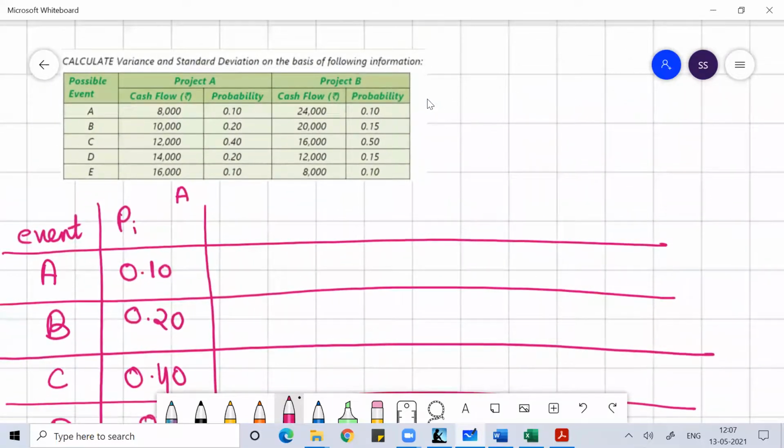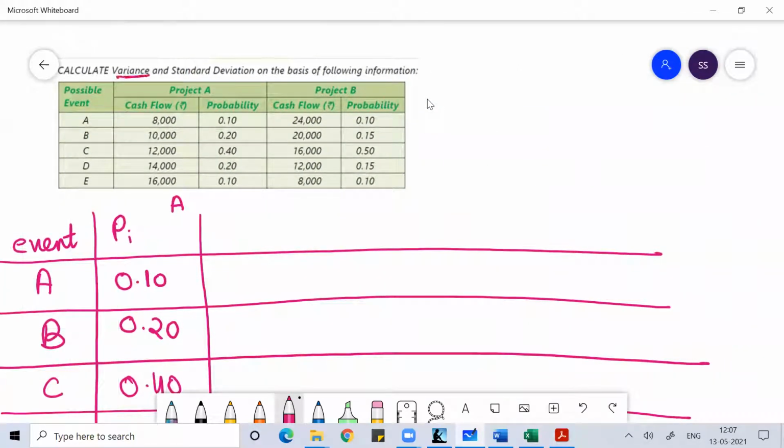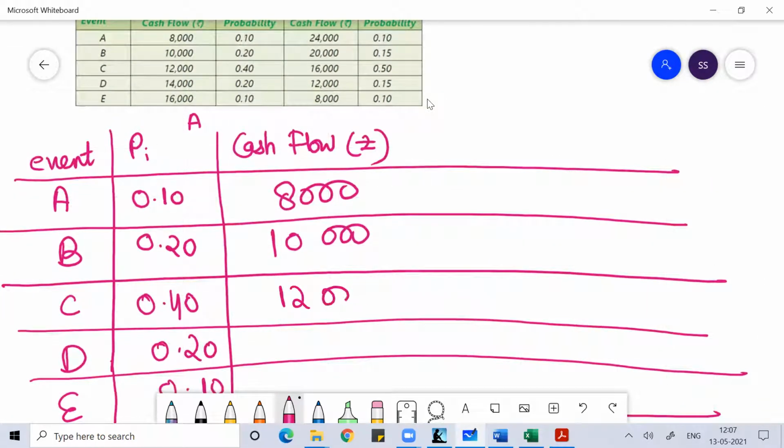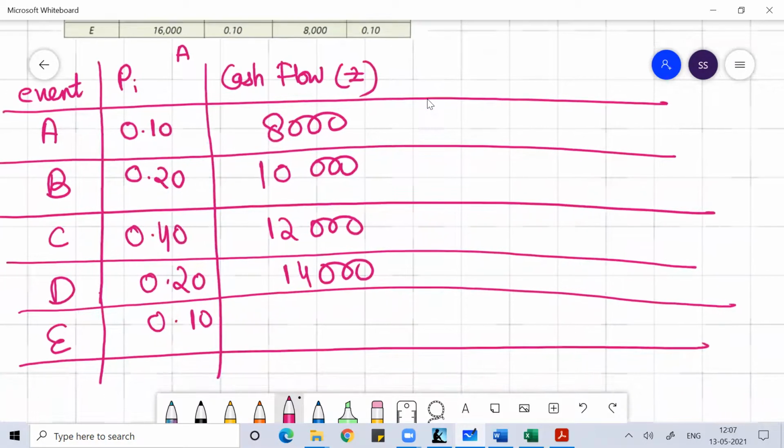Here we are calculating variance and standard deviation. I hope you are understanding. Yesterday, if it is the same problem, we calculated the expected cash flow. And today we'll go beyond the expected cash flow. Today we'll calculate the variance and standard deviation. The cash flows are 8,000, 10,000, 12,000, then 14,000, and then 16,000.